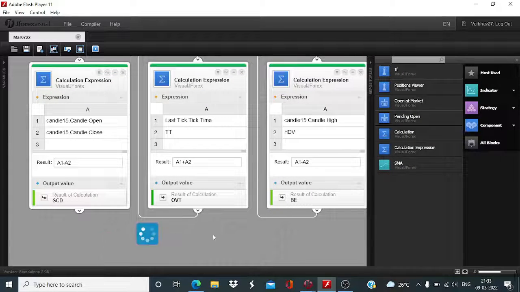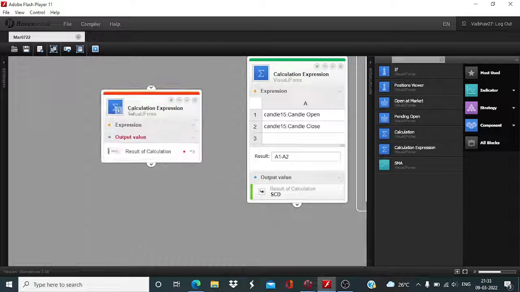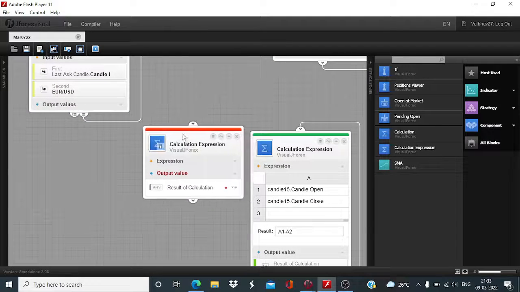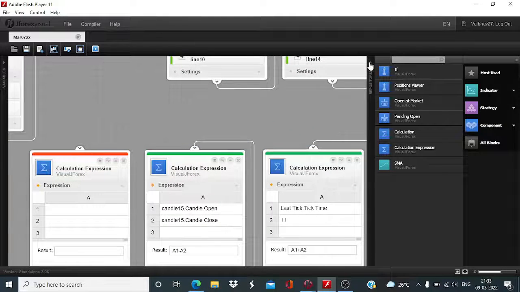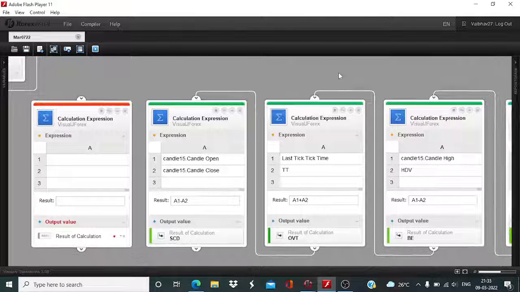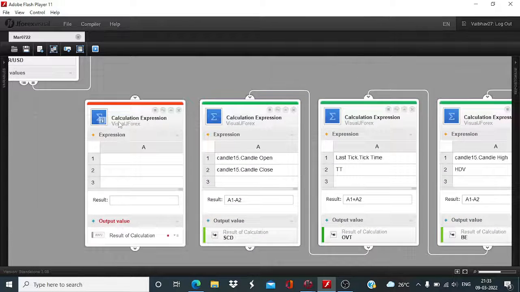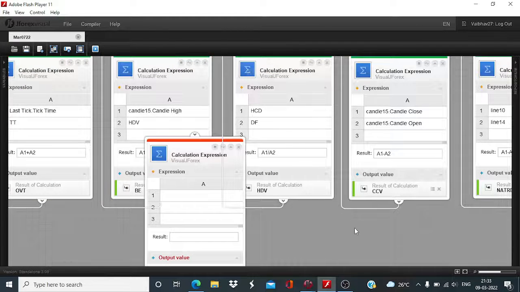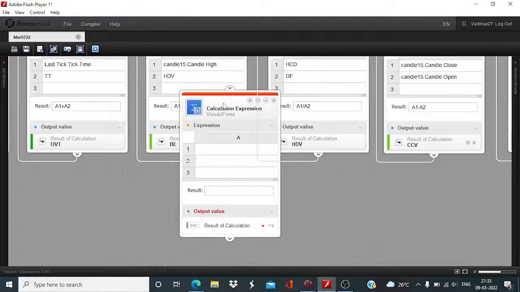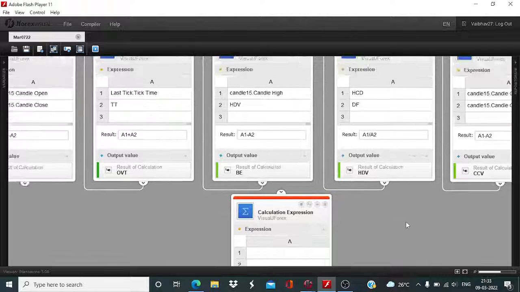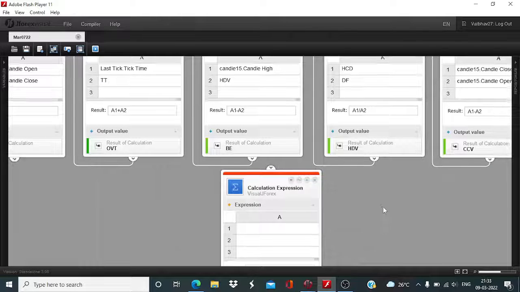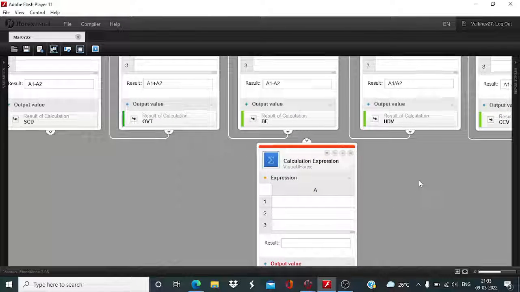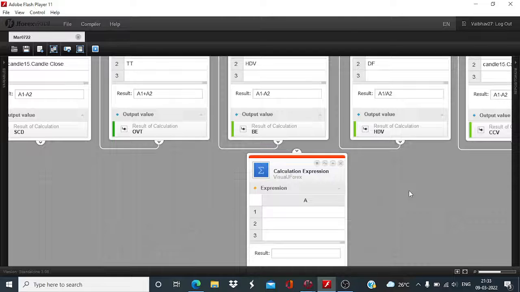So for that we need one more of the calculation expression block, and we are simply going to add half of the difference of the highest and the lowest point of last hour to the lowest point of last hour candle, and that will be our sale entry point.